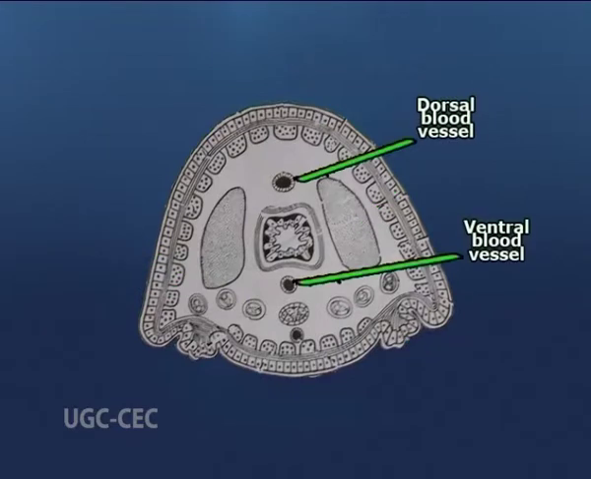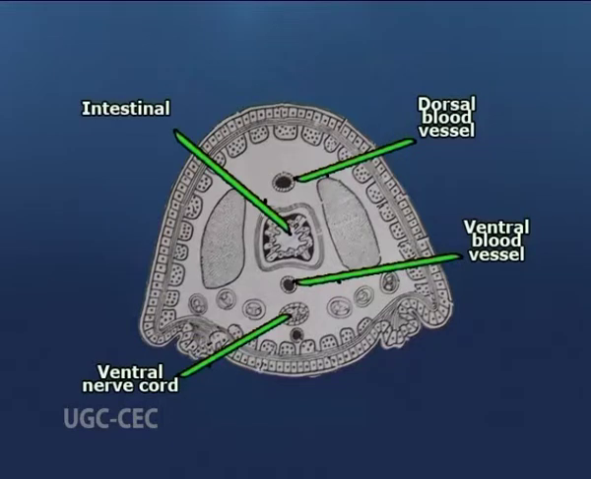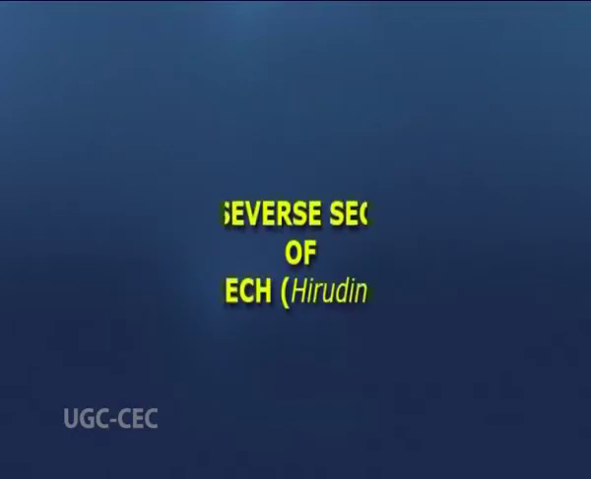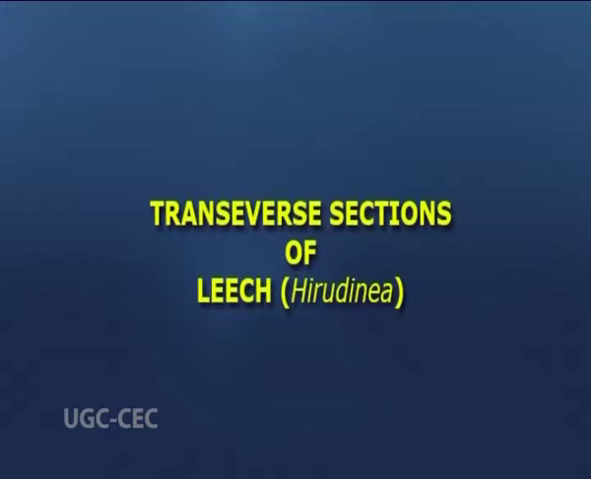Dorsal vessel, ventral nerve cord and intestinal sections are also present. Now we will see transverse sections of leech, that is Hirudinea.